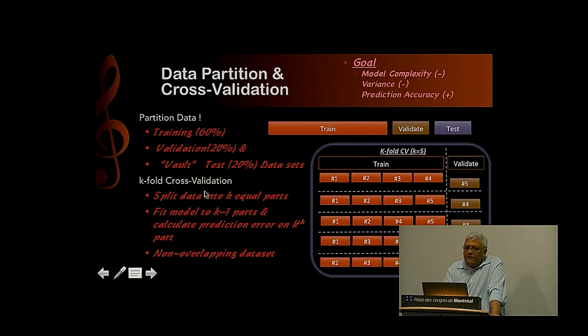Or you can do the k-fold cross-validation, where you take the data into 5 parts, and then use 4 parts to train and 1 part to test. And then you can mix that up. Does that make sense?